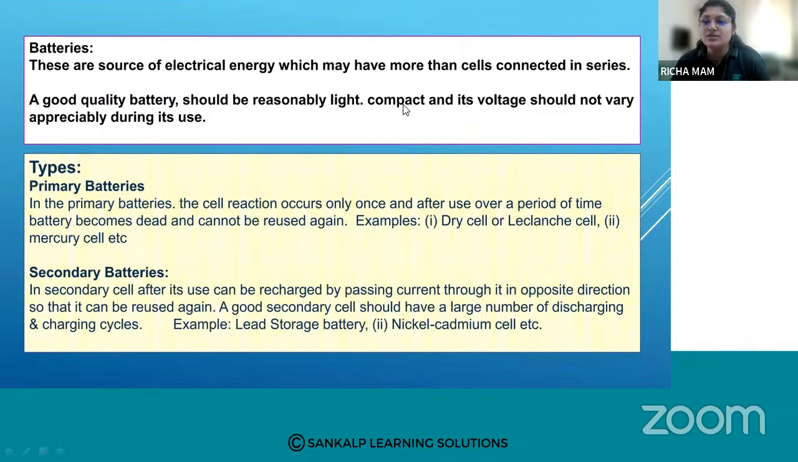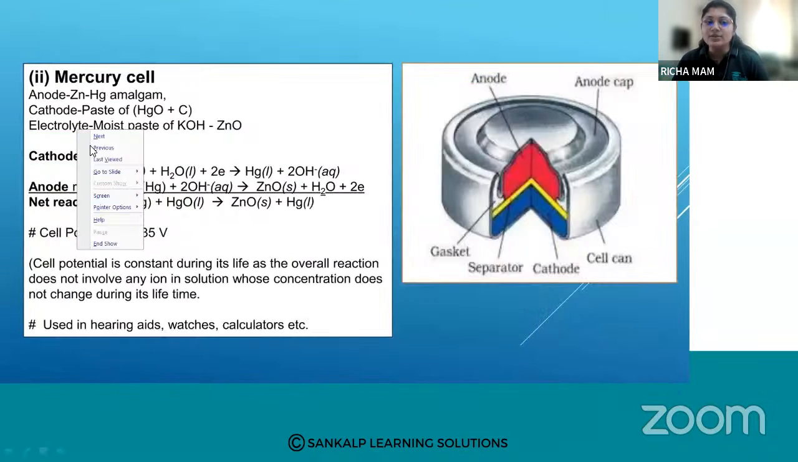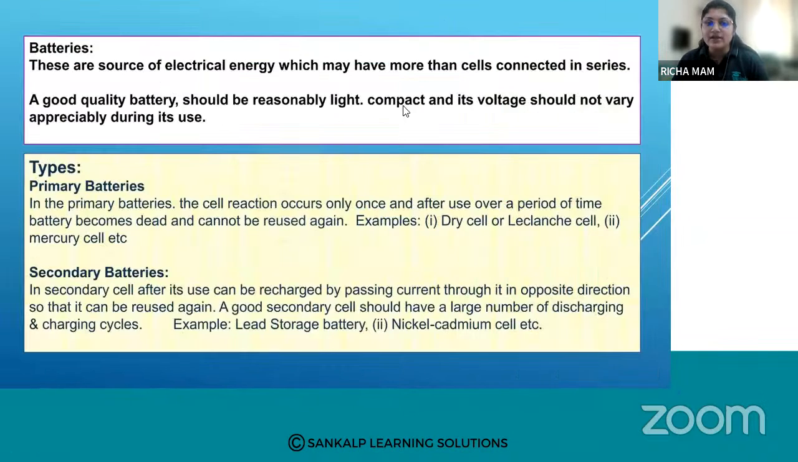Okay, when you are using it in the home, no hazardous thing should happen, right? All the care should be taken. So the battery should be of good quality. It is very light and compact, and it has a voltage. If there is any voltage fluctuation, the battery should not be hampered. So these are the batteries.